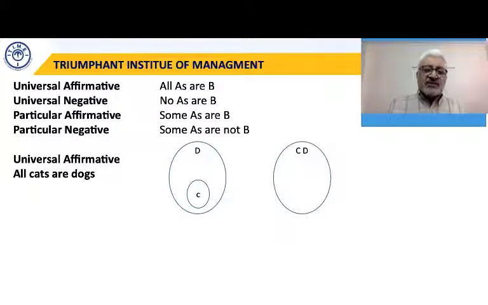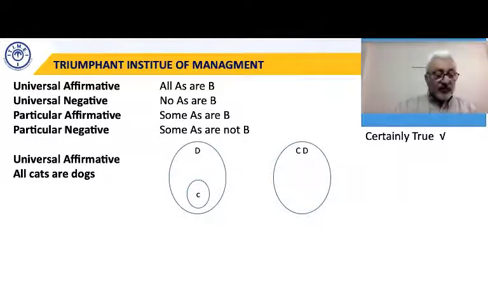Hence, the first one is also a representation of all cats are dogs, and the second one is also a representation of all cats are dogs. Make no mistake in understanding this, both of them are talking about all cats are dogs. All right, now let's move a little further. We will have to decide among three options.